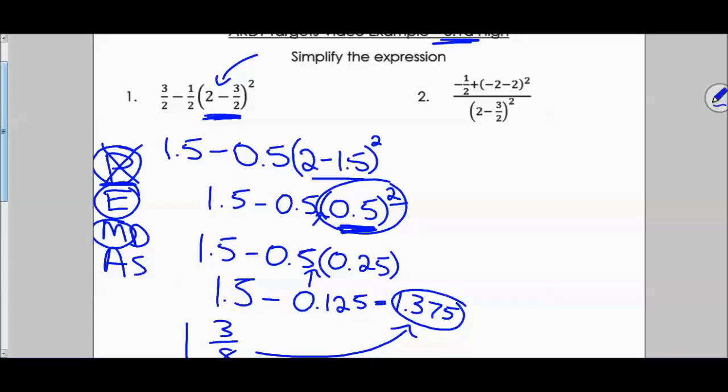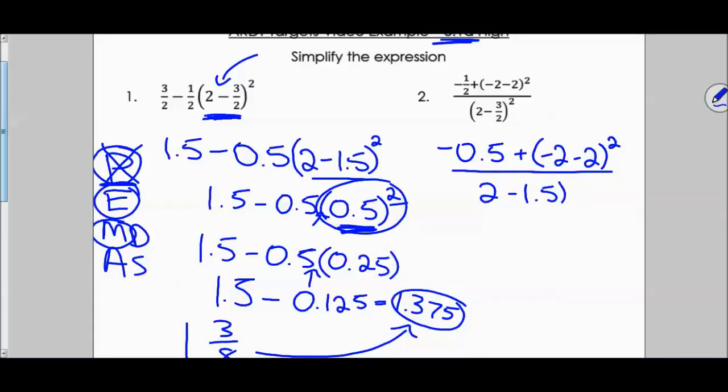On this next one, I'm going to take the exact same first step. I'm going to change all of these to decimals. I'd rather work with decimals. It's probably just easier. So we have a negative 0.5 plus negative 2 minus 2 squared. We also have that fraction on the bottom. 2 minus 1.5 squared.